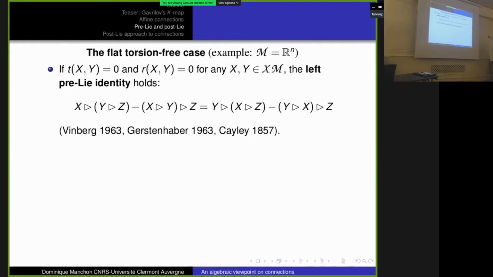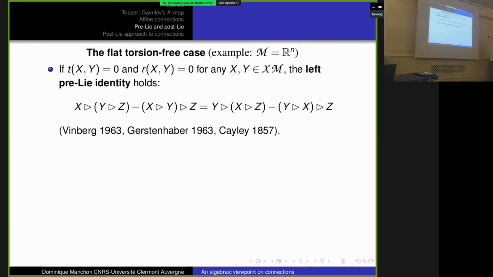For example, if your manifold is just R to the n, then the triangle verifies the pre-Lie identity. That means that it's not associative, but it verifies this weak form of associativity. The associator is symmetric with respect to the first two variables. So this notion dates back to Weinberg in 1963, and also to Gerstenhaber in the same year. But in Gerstenhaber's setting, you have also Koszul signs. You have a Z2-graded version of pre-Lie algebras.